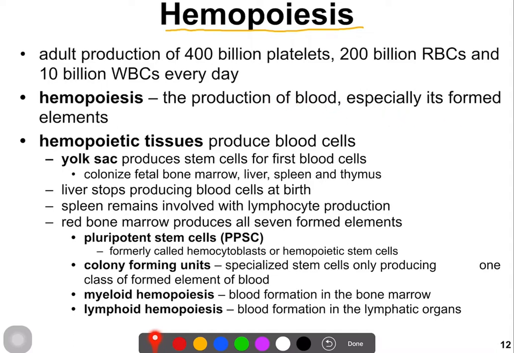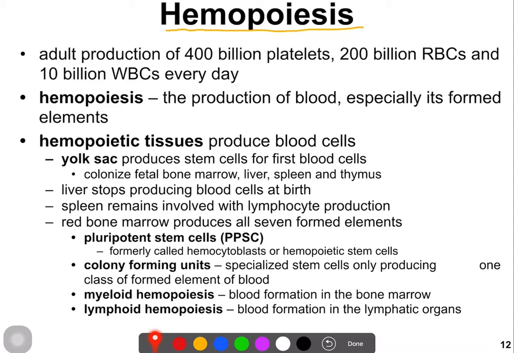We're not going to spend too much time on the really detailed embryological development, but basically in the embryo, the yolk sac produces stem cells, which become the first blood cells, and they colonize the fetal bone marrow, the liver, the spleen, the thymus. Many of these sites are involved in hemopoiesis. The liver stops producing red blood cells at time of birth. The spleen will stay involved with lymphocyte production.